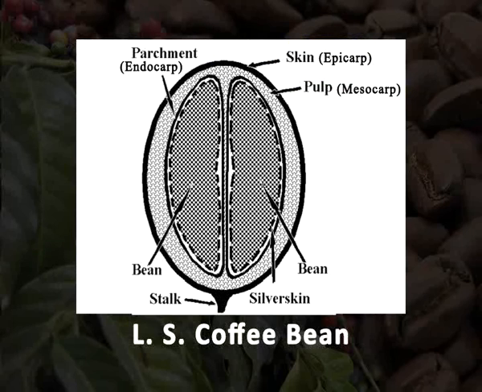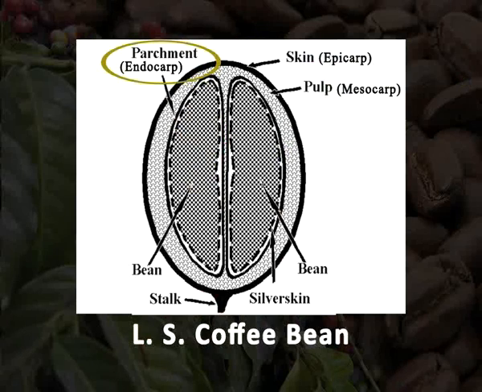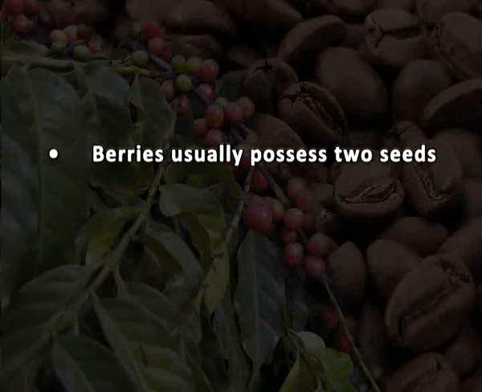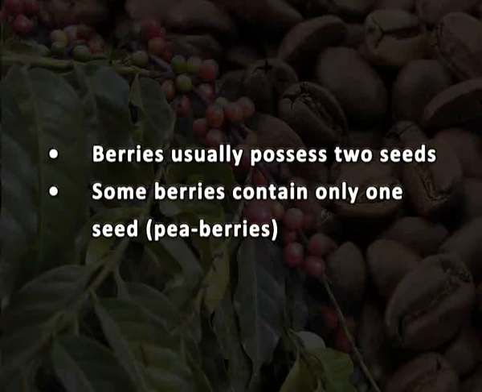It consists of 2 oval grey seeds or beans contained in a mucilaginous pulp, that is mesocarp. The seeds are covered by a thin membrane called the silver skin or seed coat. The seed with the membrane is in a common husk-like membrane called parchment or endocarp. Each berry usually possesses 2 seeds, but some of the berries contain only 1 seed. These are called pea berries.